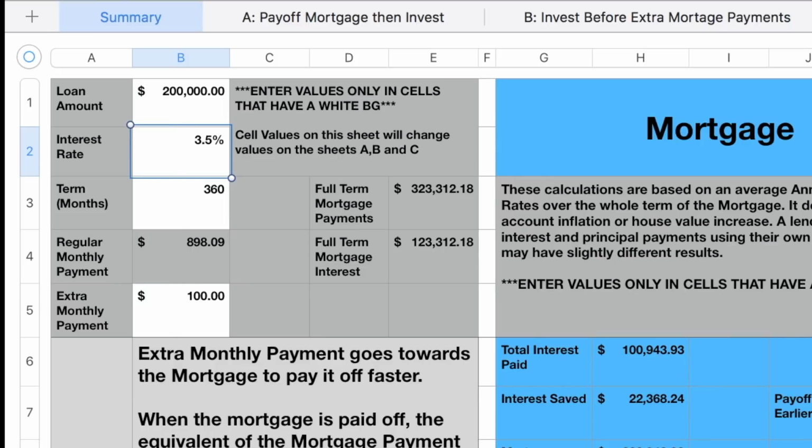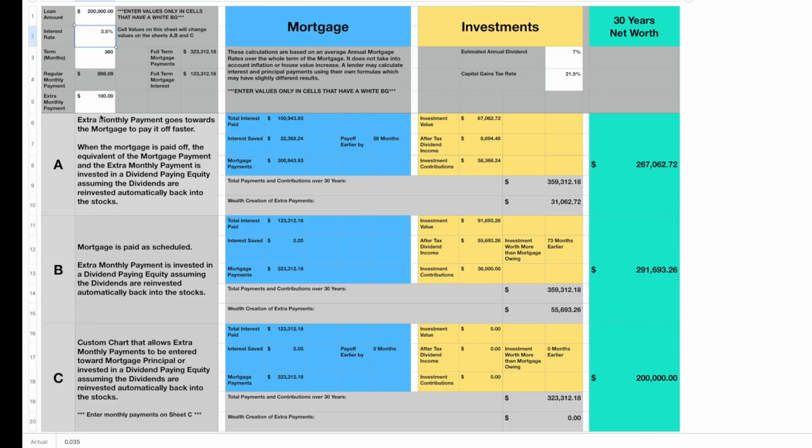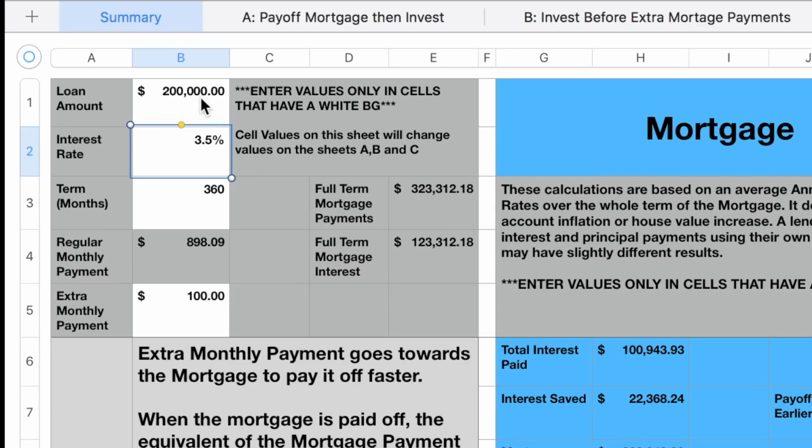So on this first spreadsheet, there's actually only 6 cells where we can enter data, and that is the loan amount, the interest rate, and then the term. As I said before, mine was 3.64, so I can just modify this to be 3.64%, and it will change the data. A monthly payment also changes.